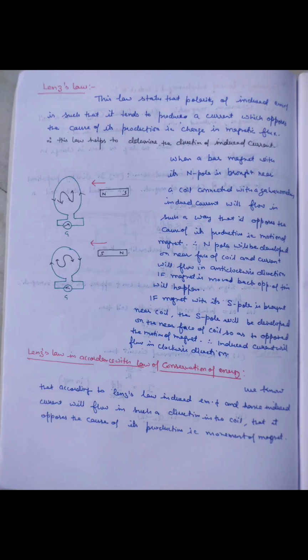Lenz's law states that polarity of induced EMF is such that it tends to produce a current which opposes the cause of its production, that is change in magnetic flux. Therefore, Lenz's law helps to determine the direction of induced current. We can also prove that Lenz's law is in accordance with law of conservation of energy.